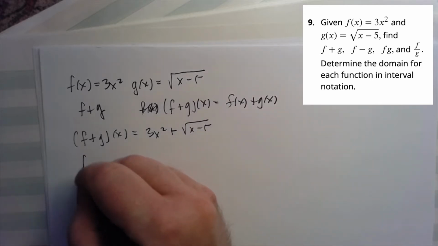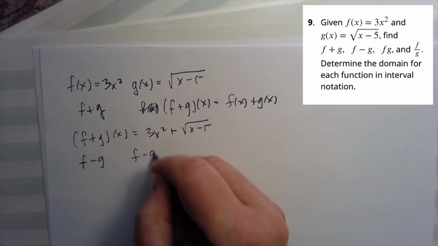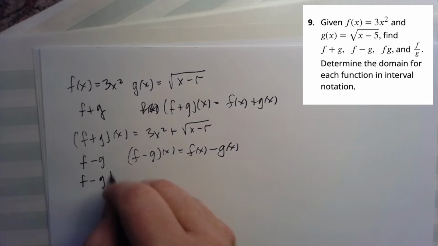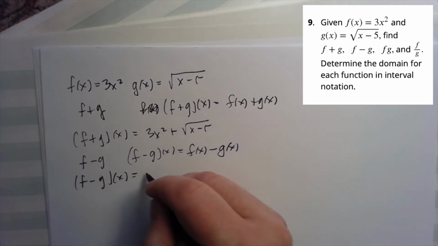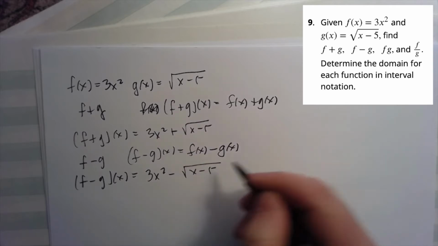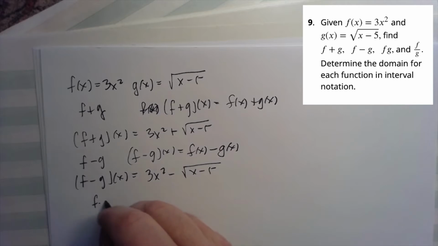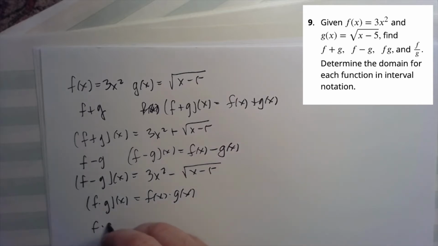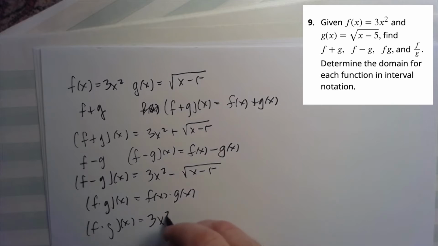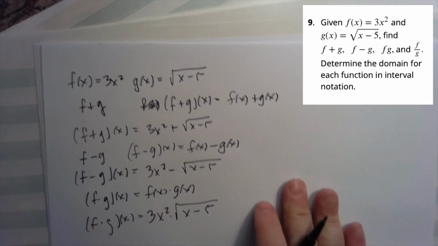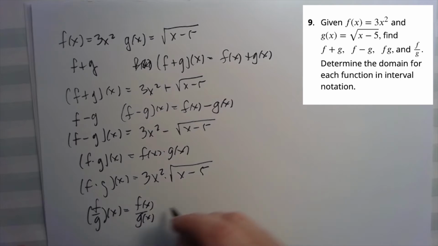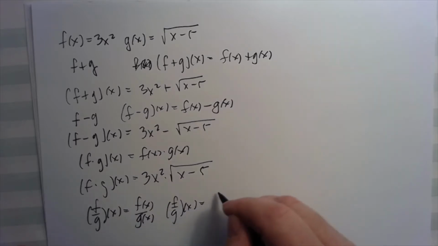And f minus g of x is f of x minus g of x. So f minus g of x for our example is just 3x squared minus the square root of x minus 5. And then f times g of x is f of x times g of x. So for this example, we get 3x squared times the square root of x minus 5. And the division, of course, is f of x divided by g of x. So for our example, this is going to be 3x squared over the square root of x minus 5.